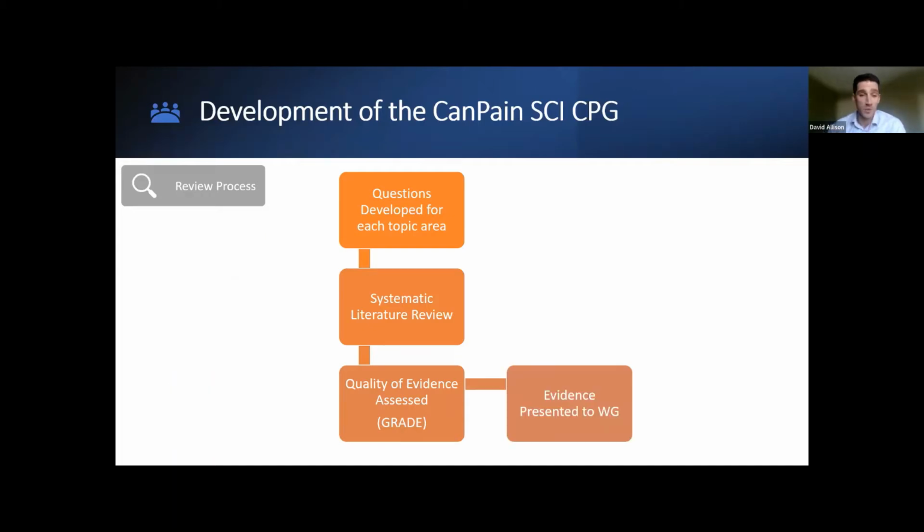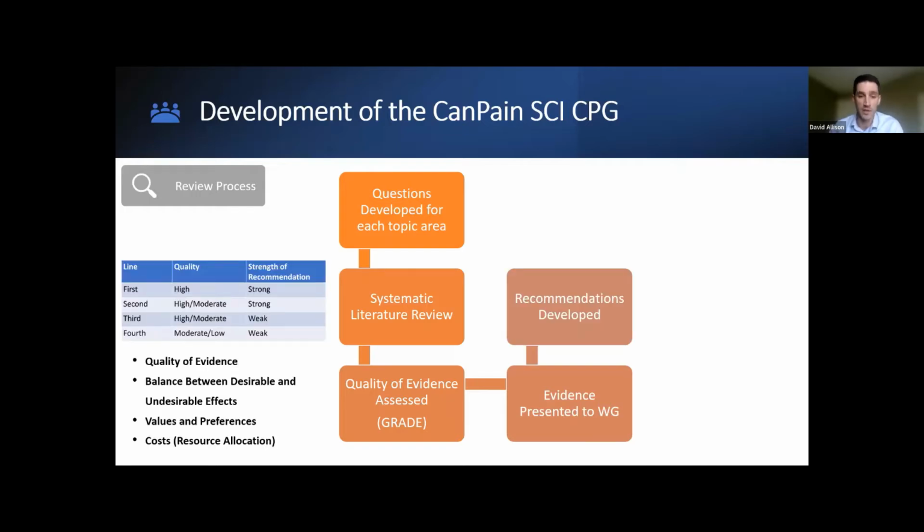After the papers were finalized and graded for quality, that's then sent back to the working group. This is when the working group would actually develop their recommendations. They would apply a recommendation of either strong or weak, and this is based off the quality of evidence. So, how strong is the study, but also a number of other factors.